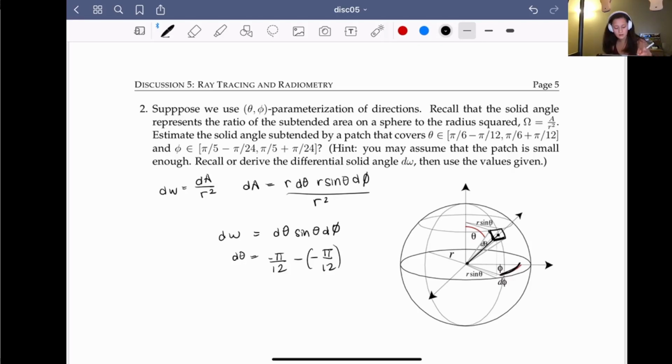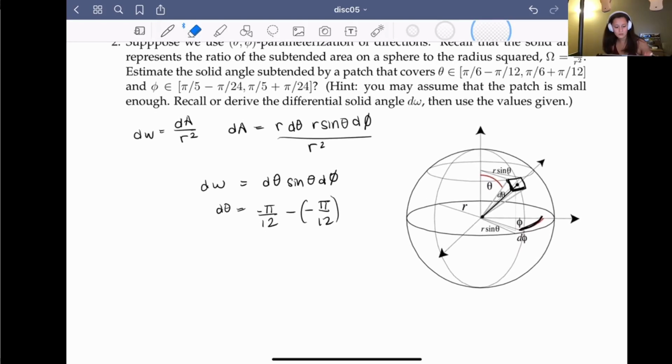Okay, and then we'll have d phi, and that is, again, we're going to omit the pi over 5, and that'll be pi over 24 minus negative pi over 24. Sorry, this is not supposed to be there.